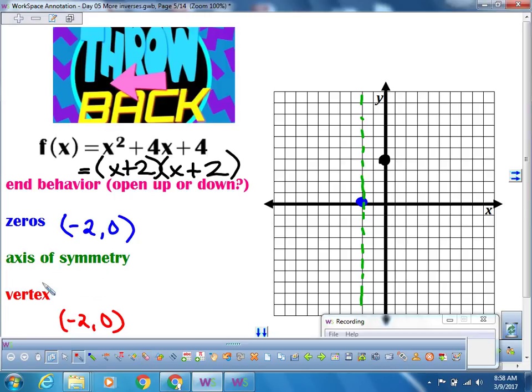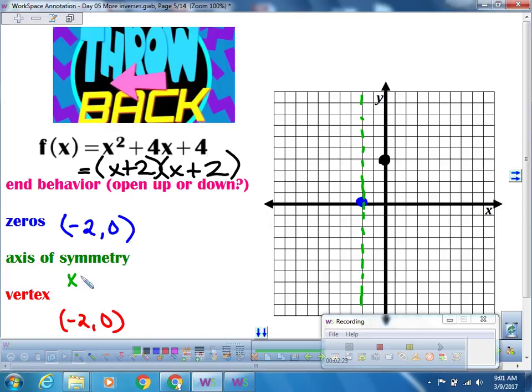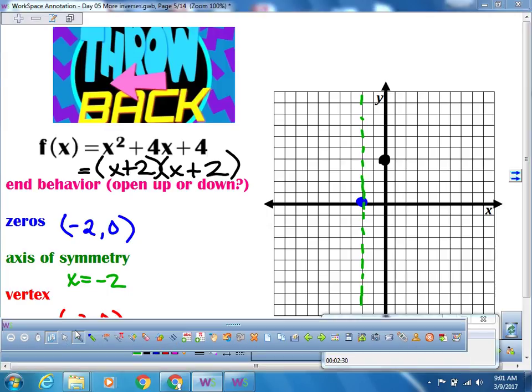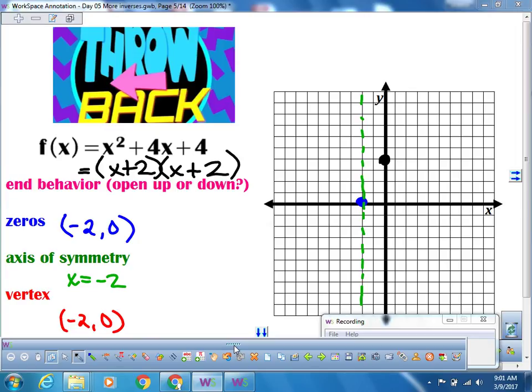So what is a restriction? What do we use restrictions for? To cut a graph, right? Are we cutting a graph in half right now? No.